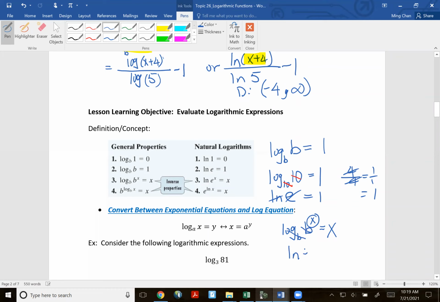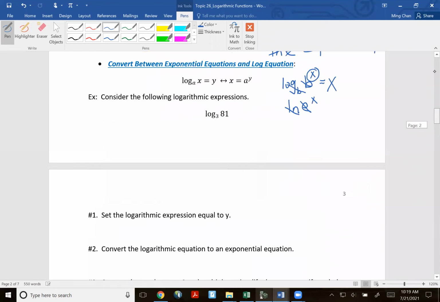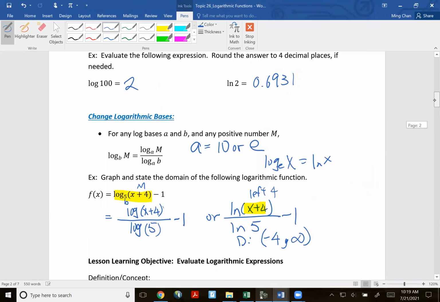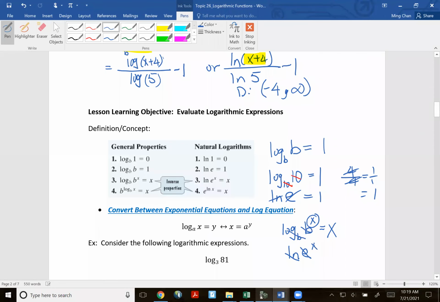Same thing with natural log and e to the x power. Natural log and e, they kind of cancel each other out. So the only thing left is whatever that exponent is. Okay. And vice versa. If I put the logarithm on the exponent, when the bases are the same, they can always kind of cancel each other out. All right. So the only thing you're left with is whatever that x is.